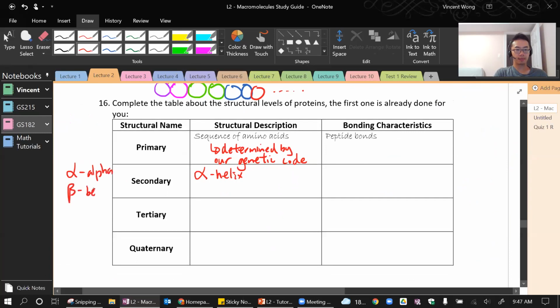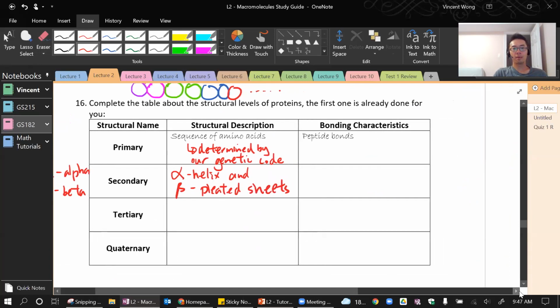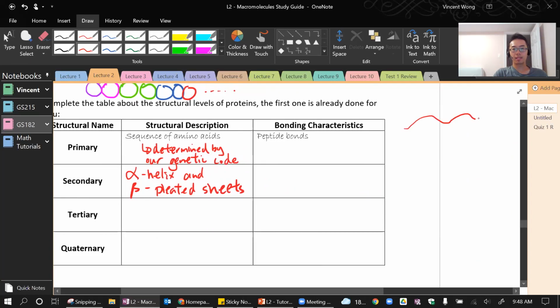Okay, and then this is beta, and beta pleated sheets. Okay. So what that means is here we have the primary sequence, and then depending on the type of amino acid, some sections will coil up to form these alpha helices, and then other parts would form these beta pleated sheets.